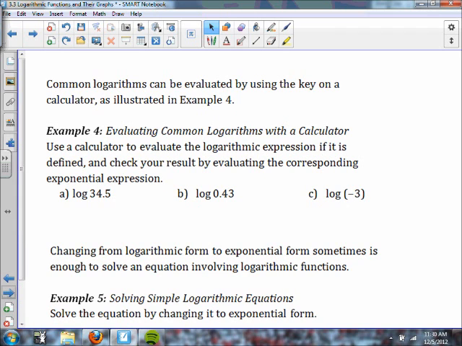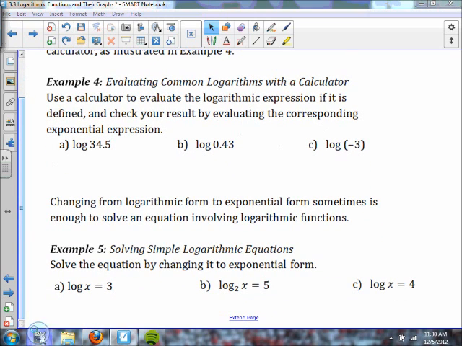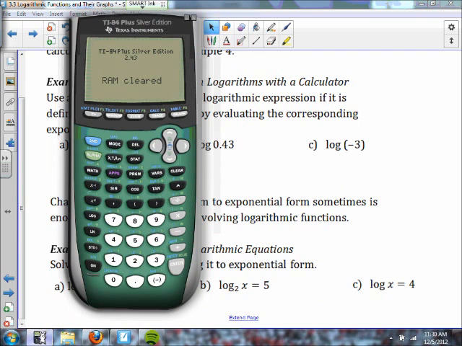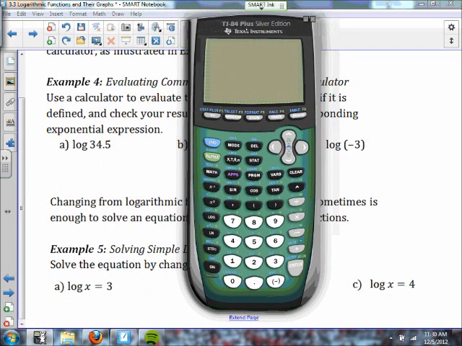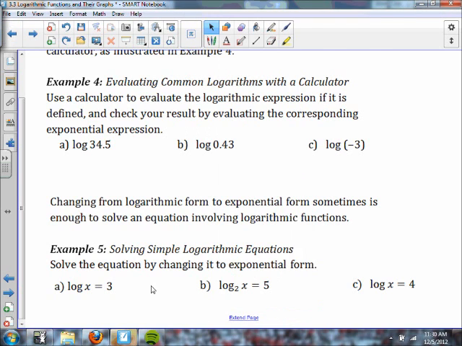Now, common logs can be evaluated by using the log key on a calculator, as illustrated in example 4. Use a calculator to evaluate the logarithmic expression if it is defined, and check your result by evaluating the corresponding exponential expression. Okay? So I want you guys to find log of 34.5. Your log button actually says log on it. Log of 34.5. 1.54. Actually go 3 decimal places. 1.538.